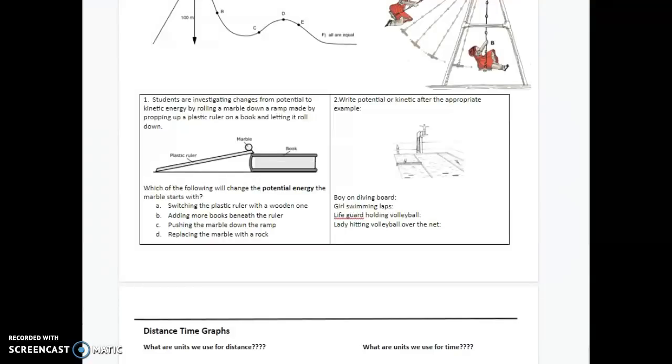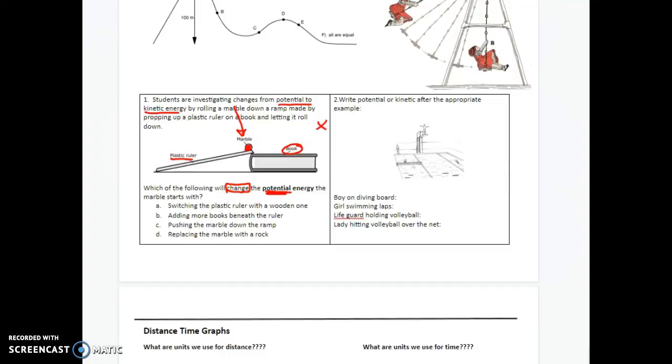Number 1, students are investigating changes from potential to kinetic energy by rolling a marble down a ramp made by propping up a plastic ruler on a book and letting it roll down. So we have a book, we have a marble, and we have a plastic ruler working as the ramp. Question is, which of the following will change the potential energy the marble starts with?